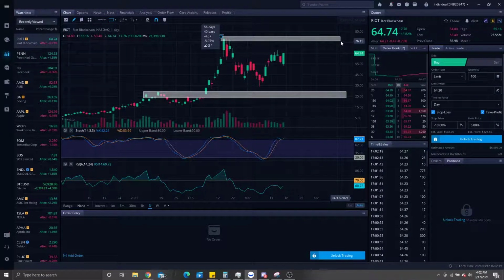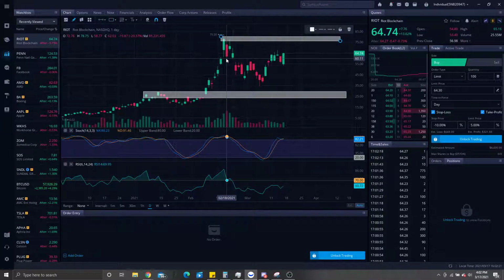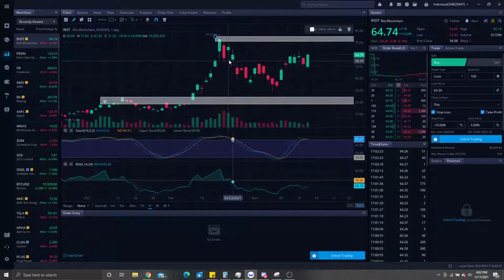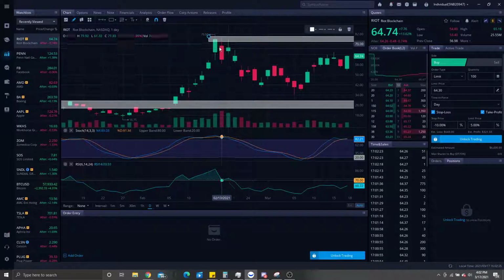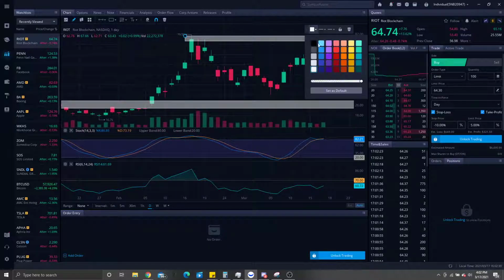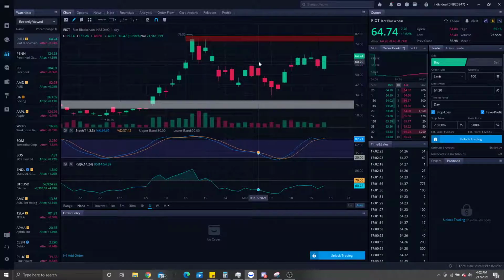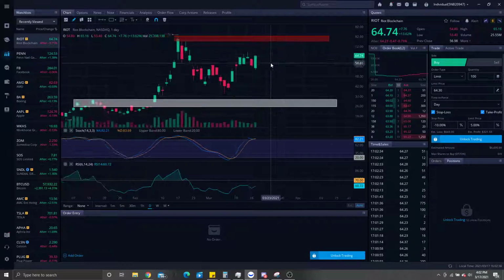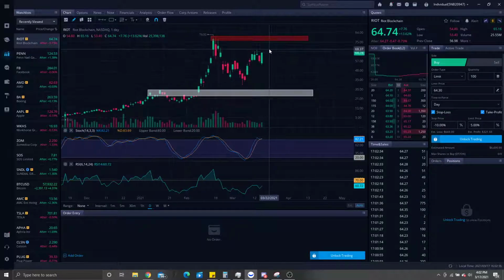Last time this hit here, price tanked. It hit it again, price tanked. That's a huge rejection. It touched it again, that's another huge rejection. So I assume that next time this price moves up here, which may happen very soon.